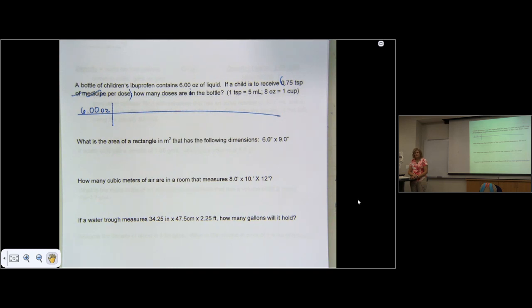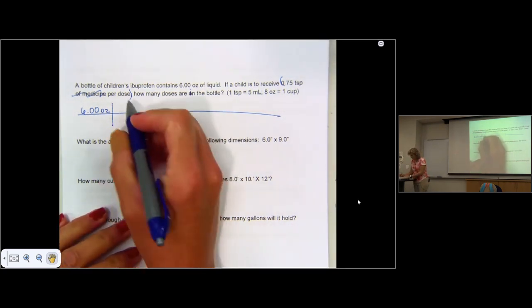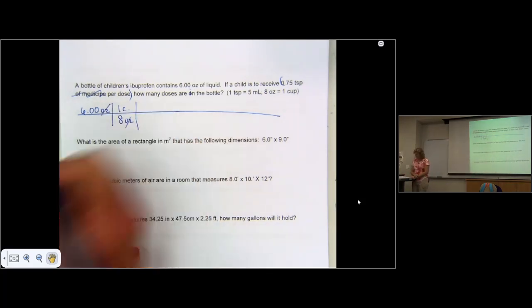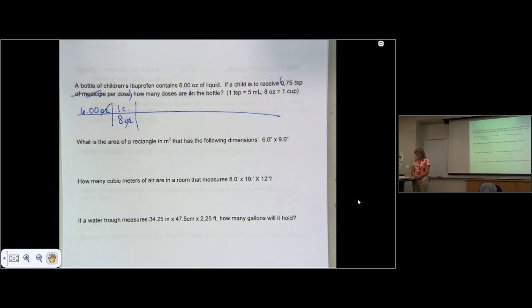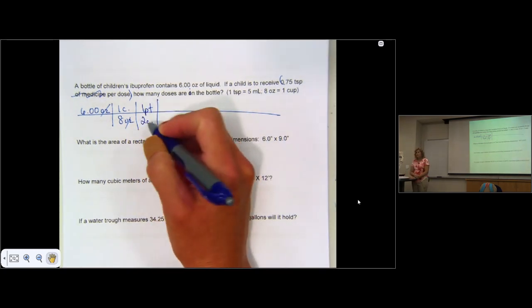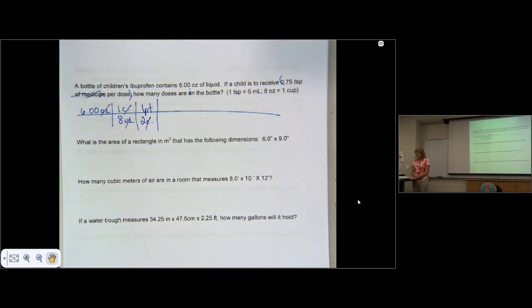What did you do next? Where did you put 1 cup? So 1 cup, then what? 8 ounces. That got rid of ounces. 1 pint is 2 cups. This is where some of you are like, I don't know what to do at this point. 1 pint is 2 cups. Why are they going this route? So they can get where?